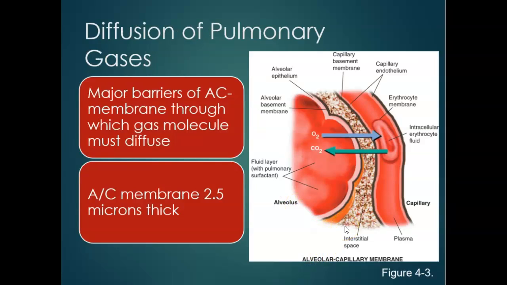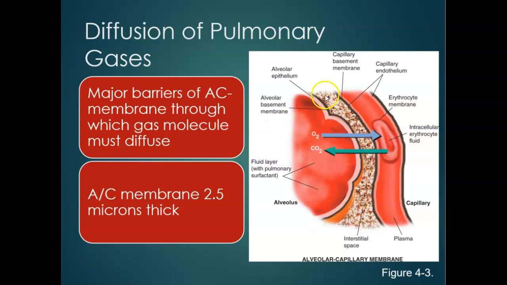So talking about the diffusion of gases, that first part of the conversation is just talking about the diffusion gradient. So by increasing my PAO2, my partial pressure of oxygen in the alveoli, that is going to encourage it to diffuse across the AC membrane into my arterioles. Okay, so that is that diffusion gradient. But there are other things that are going to affect this. So the major barrier those gas molecules have to diffuse across is that AC membrane. Okay, so it's that alveolar capillary membrane.